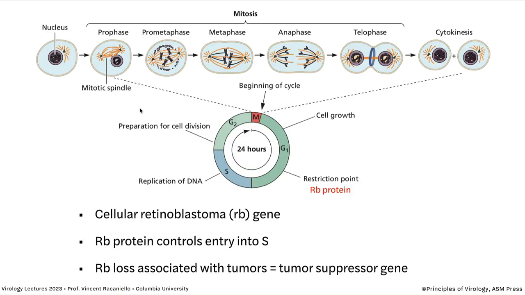So here is a picture of the cell cycle, a roughly 24-hour cycle that cells undergo, a small part of which is devoted to actually splitting one cell into two, which is called mitosis. That's the red part here. But the rest of the cycle is devoted to preparing for mitosis.